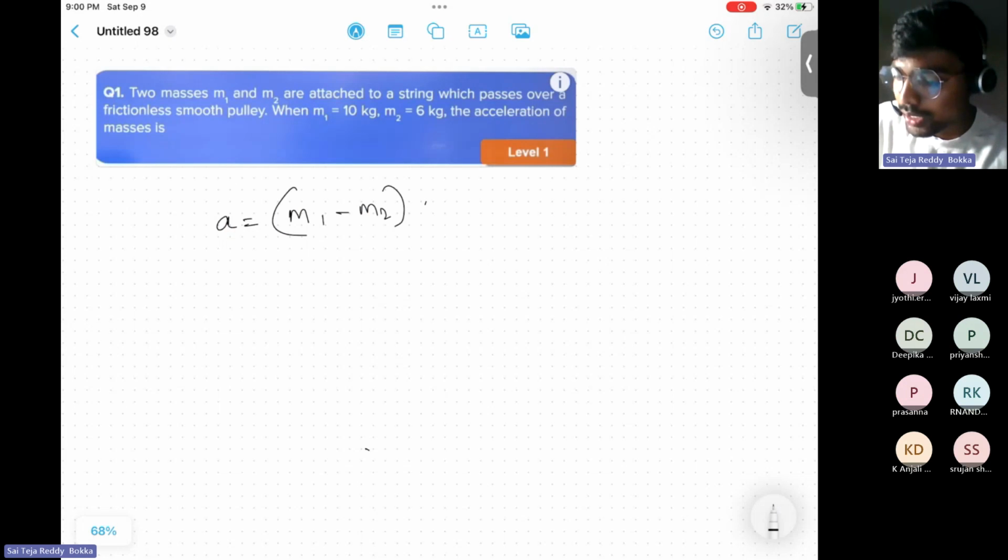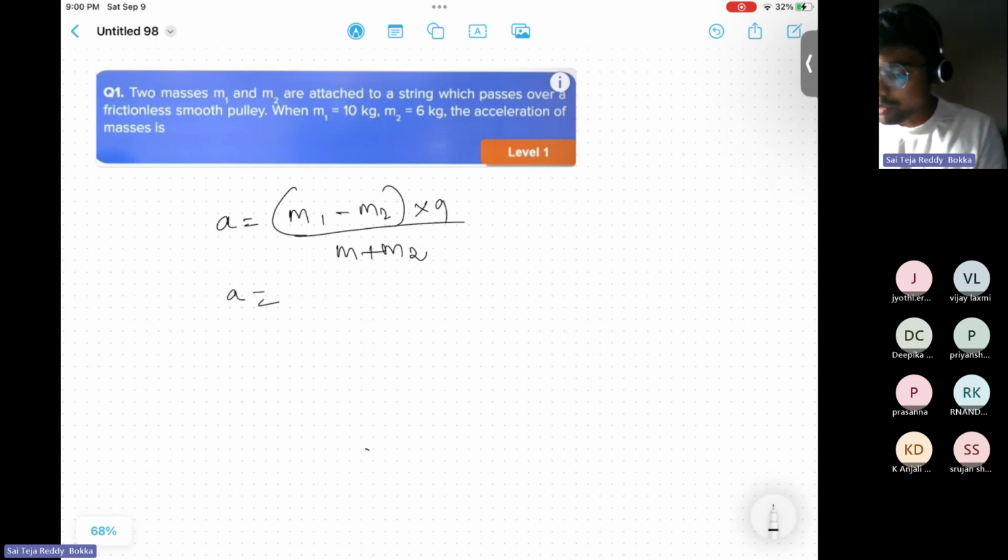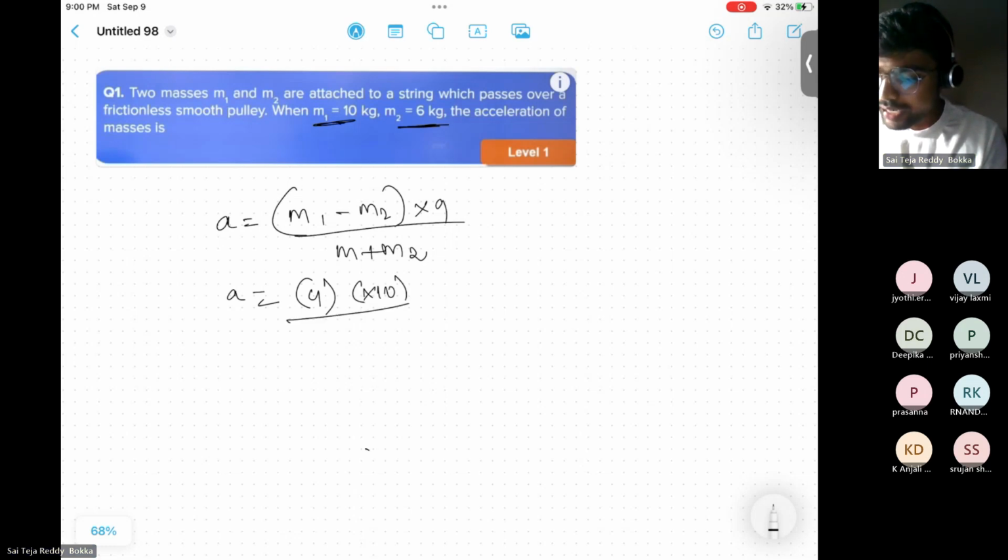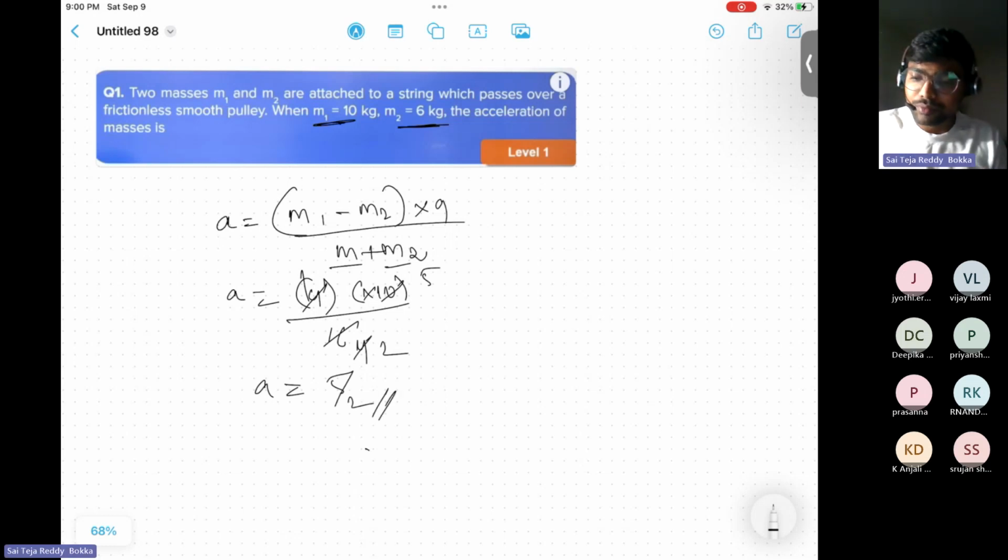This is m1 minus m2 into g by m1 plus m2. So acceleration will be equal to... what is it now? Here m1 is equal to 10 and m2 is equal to 6 kgs. So 10 minus 6 is 4, into 10, by m1 plus m2, which is 16. So 4 ones and 4 fours, a is equal to 5 by 2. Acceleration will be equal to 5 by 2.